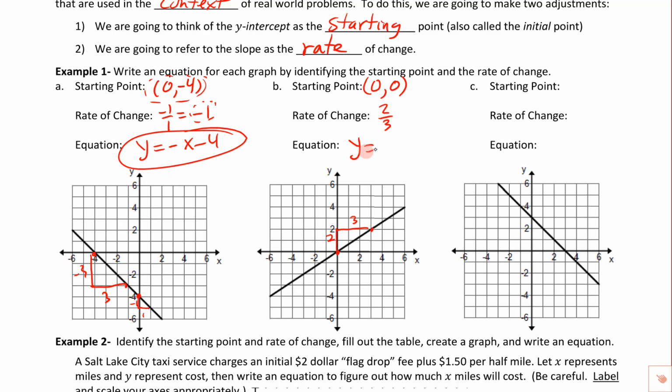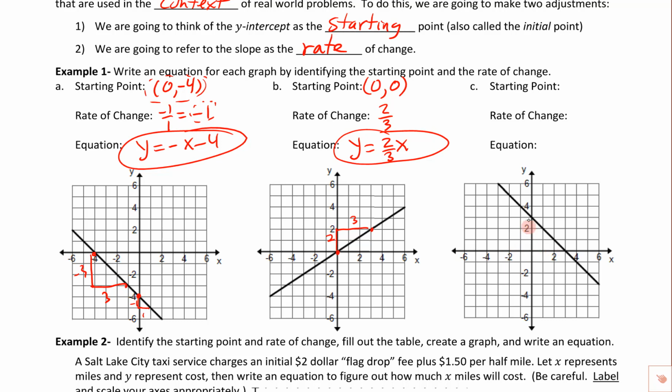And then the equation would be y equals the rate of change, 2/3 times x, and then plus whatever the y-intercept is, plus 0. I'll put a circle around that. Again, we probably wouldn't put the plus 0 on there. We'd probably just write it just like that. Okay, last one, starting point.